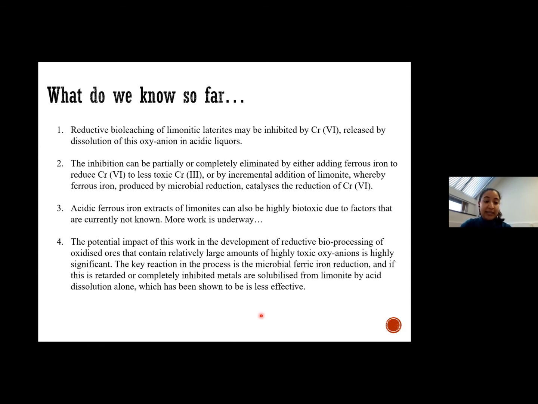And last but not least, the potential impact of this work in the development of reductive bioprocessing for limonites is very, very significant, highly significant. Mainly because the key reaction in the process is the microbial ferric ion reduction. And if that doesn't happen, if the reduction of ferric ion does not occur, then the metals are only being leached by acid, which is not very effective.